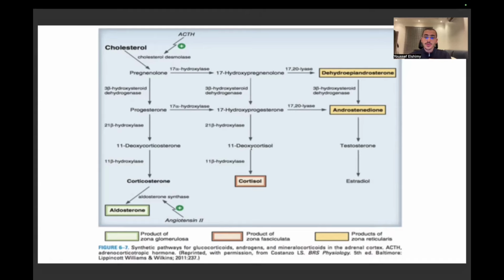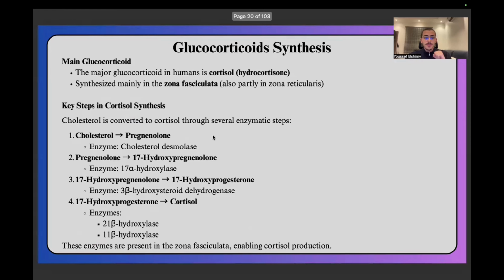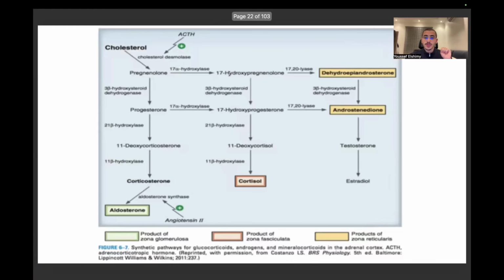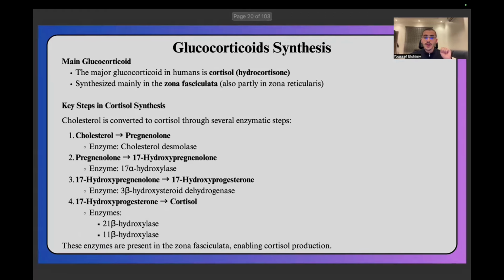Then finally, 11-deoxycortisol is converted to cortisol by the action of 11-beta hydroxylase. So moving back, cholesterol is the first step. It's converted to pregnenolone by the action of the cholesterol desmolase, or the SCC enzyme. Then the pregnenolone is converted to 17-hydroxypregnenolone by the action of 17-alpha hydroxylase.